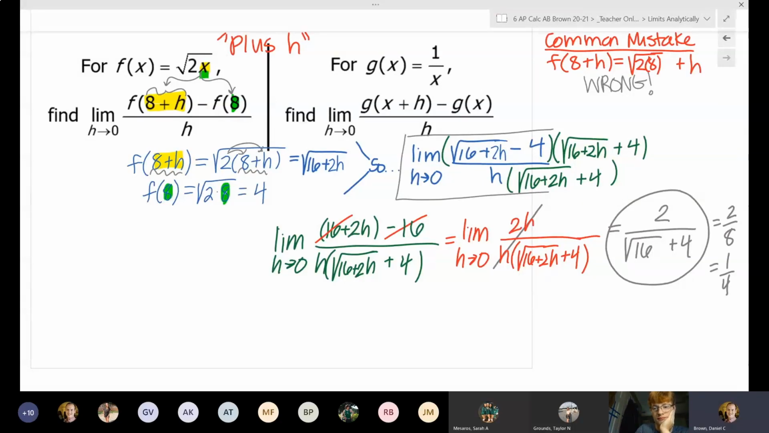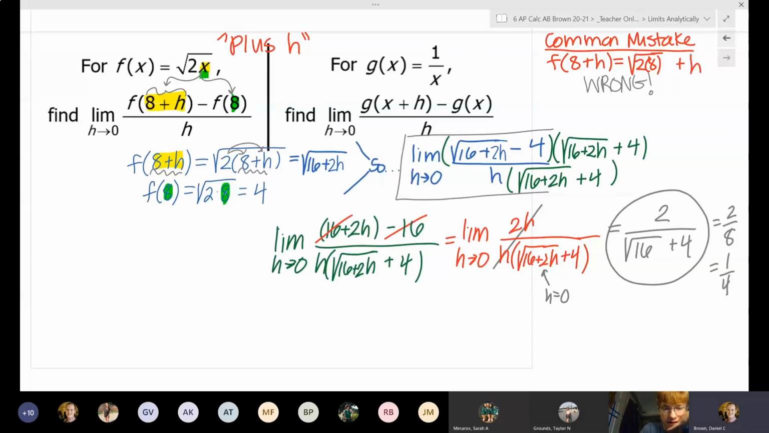Any questions or concerns for that one? Where did the 2h go? The h's cancel and just left the 2. And then this 2h in the square root, remember we're plugging in 0 for h. So 2 times 0 is 0. Okay, so we plug in 0 there. Yes, and once I plug in 0 for h, that's when I stopped writing the limit part.